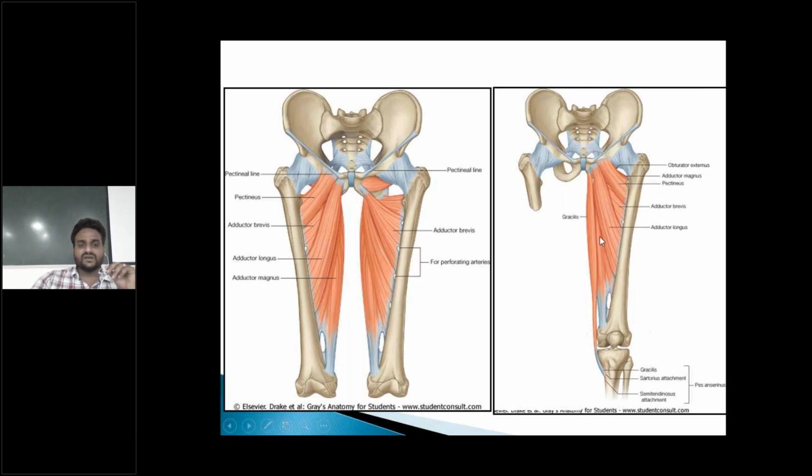And next we come to the other muscle, the obturator externus. Can you see the obturator externus in the first picture? I'm showing it with the arrow. This is the obturator externus. If you see the course of the obturator externus, it passes below the neck of the femur. This is the course of the obturator externus. This is also one thing I want to clarify.